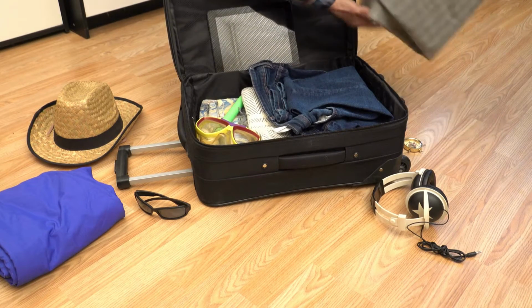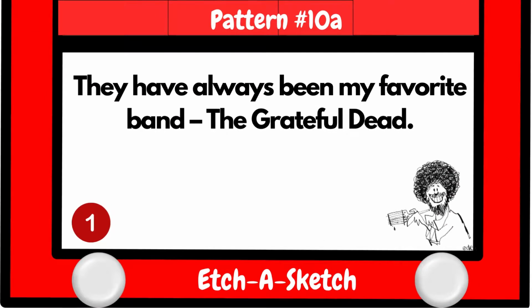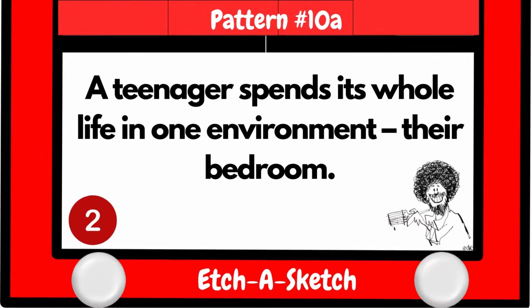So here's number 1. They have always been my favorite band, the Grateful Dead. So in this, we're going to use a dash and end with the focal point, the exigence of the sentence, right at the end after that dash. So it's a bit of a sentence inversion when you do this. Here's another one, number 2. A teenager spends its whole life in one environment, their bedroom. So you're just twisting the arrangement of the sentence around, placing things that usually come first, second, and vice versa.